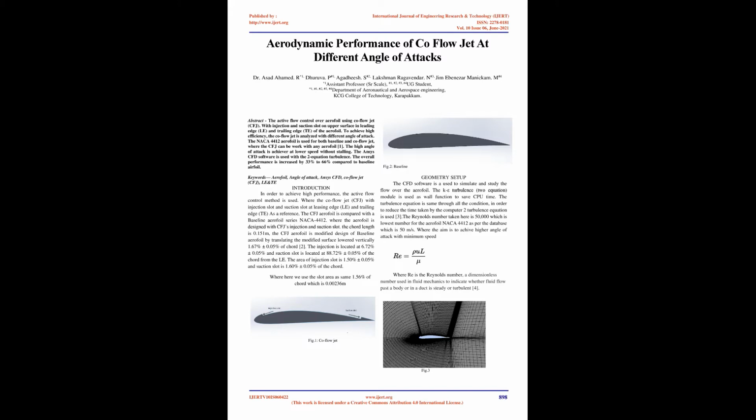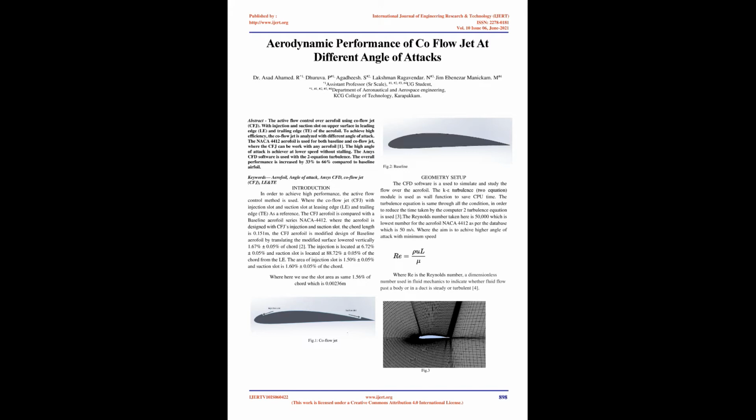Introduction. In order to achieve high performance, the active flow control method is used, where the CO flow jet, CFJ, has an injection slot and suction slot at the leading edge, LE, and trailing edge, TE. As a reference, the CFJ aerofoil is compared with a baseline aerofoil of series NACA 4412, where the aerofoil is designed with CFJ's injection and suction slot. The chord length is 0.151 m.